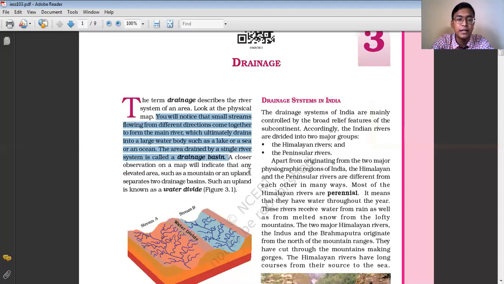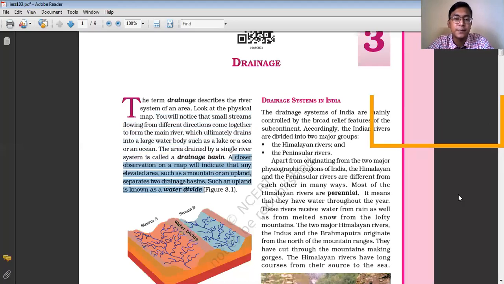A closer observation of the map will indicate that any elevated area, such as a mountain or an upland, which separates two drainage basins is known as a water divide. In the physical map of India, you will notice certain elevated portions, meaning uplifted parts, areas higher in elevation than their surroundings. Those elevated portions of the earth's surface, from where rivers originate and flow in different directions, are known as the water divide.